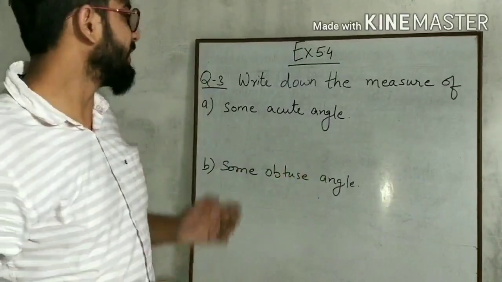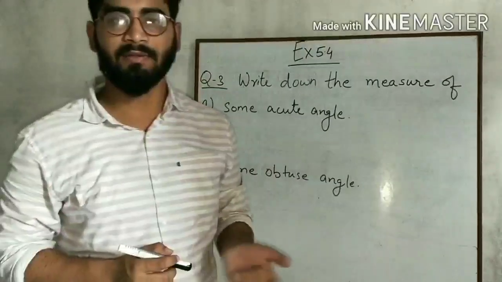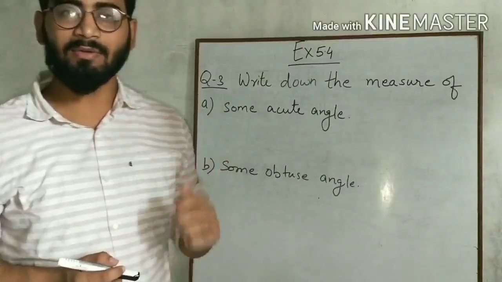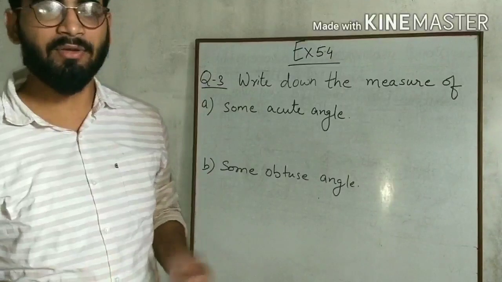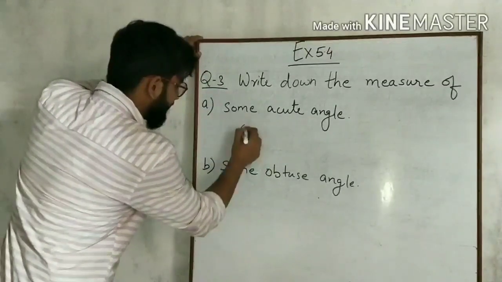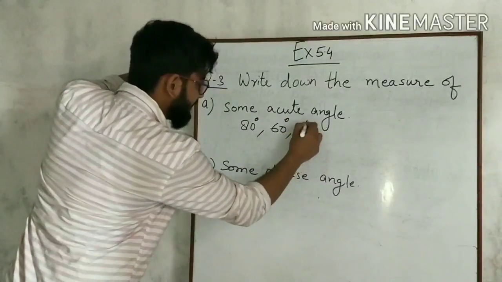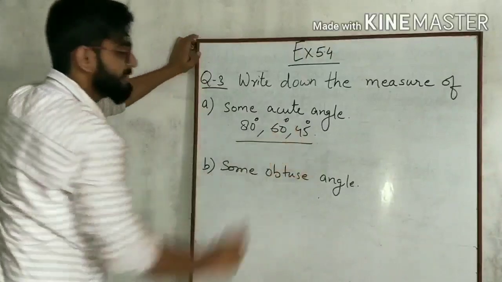Now moving to the third question. What is the third question? Write down the measure of some acute angle. We know what an acute angle is. An angle which is less than 90 degrees is an acute angle. So we can write the measure of some acute angle as 80 degrees, 60 degrees, 45 degrees, etc. They all are less than 90 degrees.